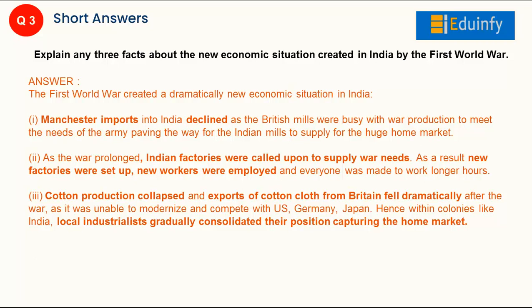As the war prolonged, Indian factories were called upon to supply war needs. New factories were set up, new workers were employed, everyone was made to work longer hours. Cotton production collapsed. Exports of cotton clothes from Britain fell dramatically. Local industrialists gradually consolidated their position, capturing the home market.